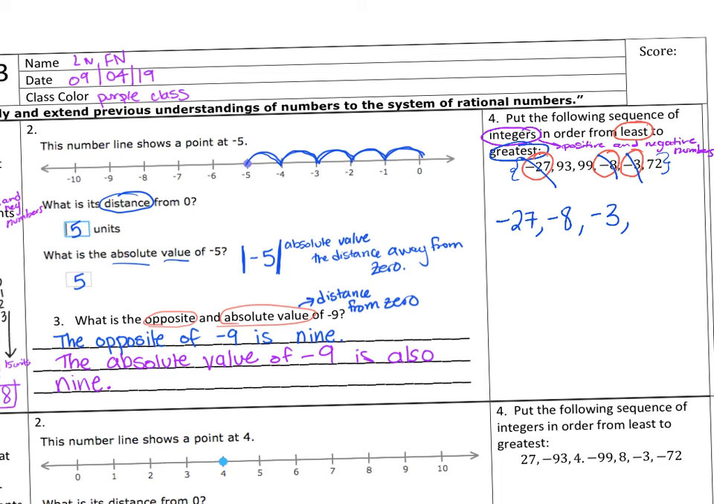Now I can go in order with my positive numbers. So it kind of flips. So which one is next? 72, 93, or 99? 72 is correct. And then I'm pretty sure you can tell which one's next, 93. And the last one, which is the greatest number we have, is 99. If you couldn't fit it in one row, that's fine. Go ahead and write it underneath.